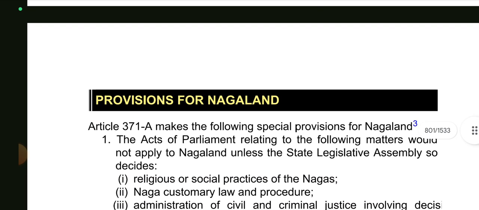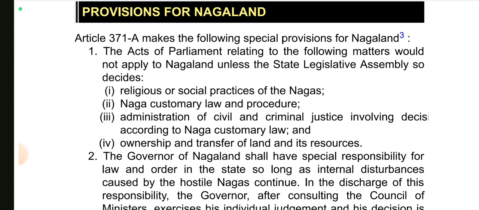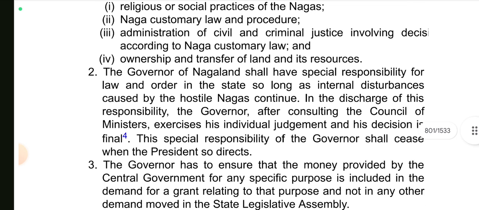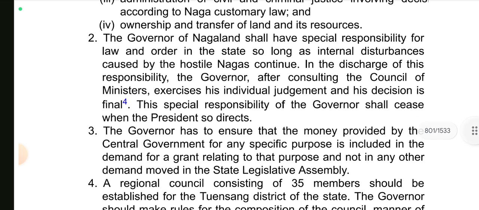Provisions for Nagaland. Article 371A makes the following special provisions for Nagaland. The Acts of Parliament relating to the following matters should not apply to Nagaland unless the State Legislative Assembly so decides. Religious or social practices of the Nagas, Naga customary law and procedure, administration of civil and criminal justice involving decision according to Naga customary law, and ownership and transfer of land and its resources.